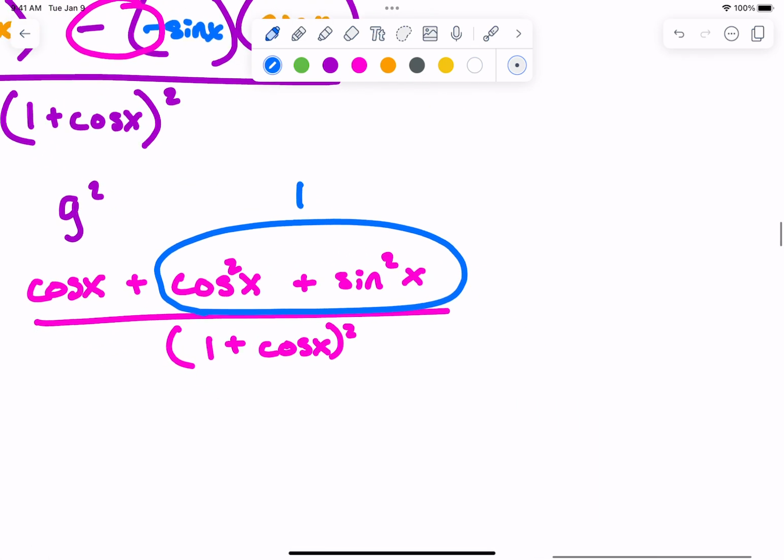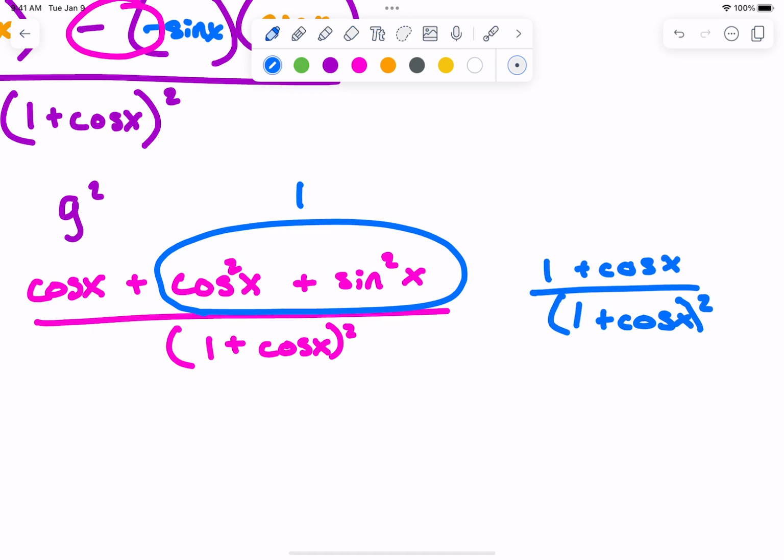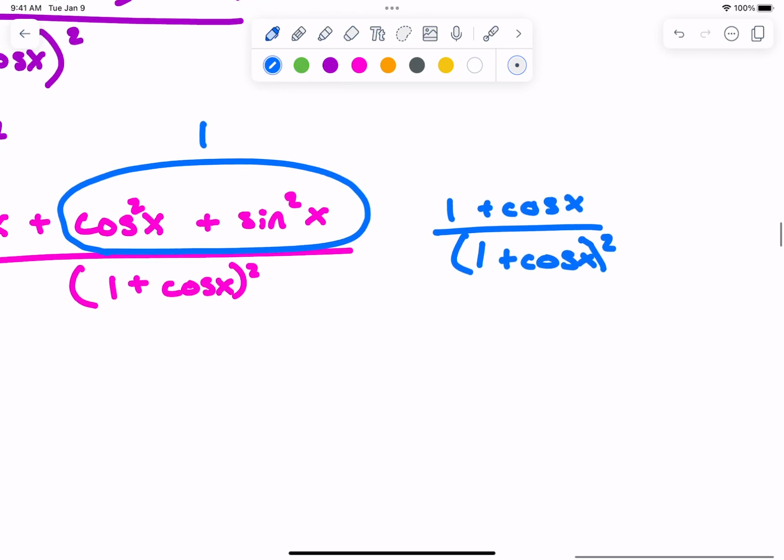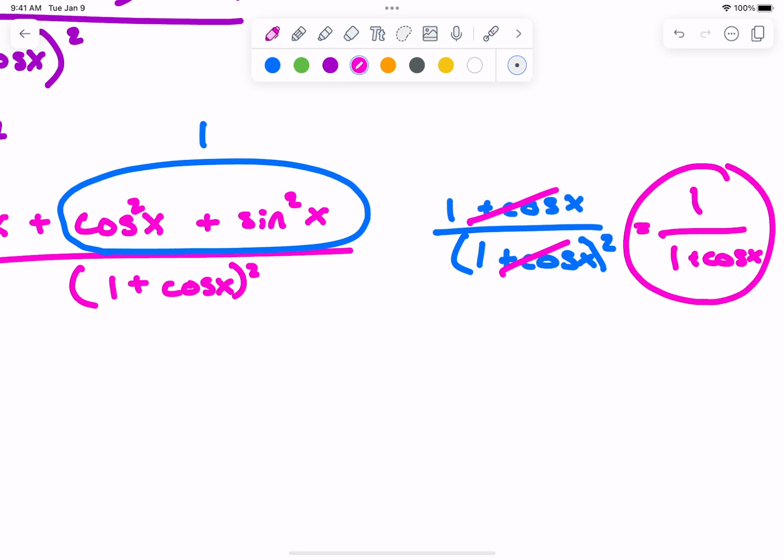So now we have cosine of x plus 1, then we can cancel again, which is the same thing as 1 plus cosine of x on the top, and 1 plus cosine of x squared on the bottom. So we have 1 left on the top, and we have 1 plus cosine of x just to the first power on the bottom, and that's what it is.